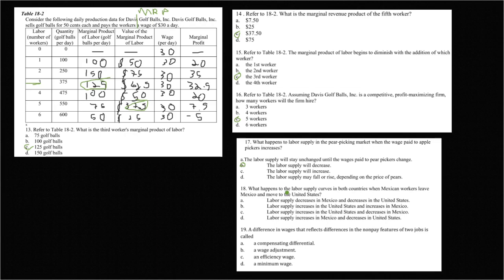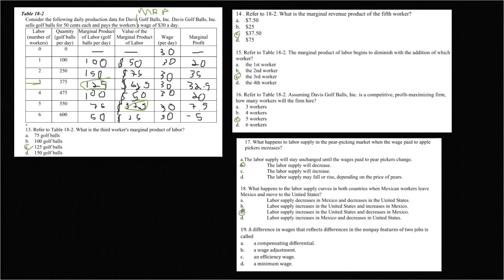Let's see. What happens to the labor supply curve in both these when Mexican workers leave and move to the United States? So, if there are people leaving, their supply for labor, they are working less, is going to decrease. And if they're moving to the US, then there's going to be more people working, and so the supply of labor in the US is going to increase.